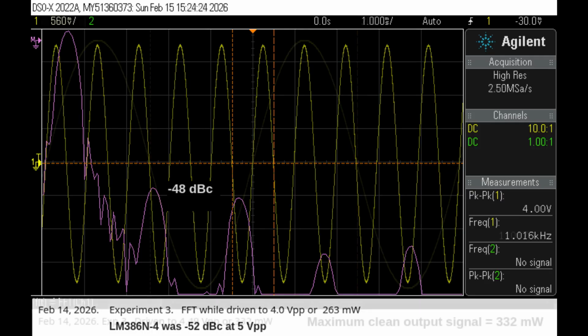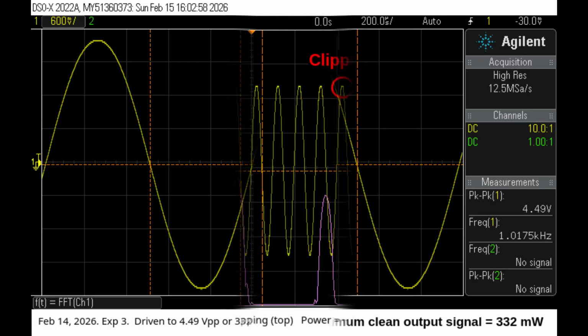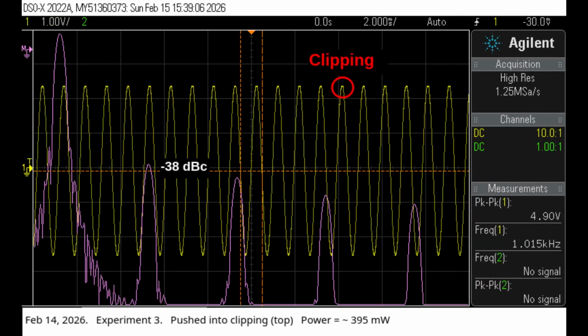LM386N-4 IC. For fun, let's look at a time domain DSO shot of my 386 driven to its maximal clean output power, 332 milliwatts. That's about 41% of the clean signal output power of a real LM386N-4. Bummer. Final FFT. Here's the FFT with the amp driven to 4.9 volts peak to peak, or 395 milliwatts. Pathetic plus poor headroom in this audio power amp.